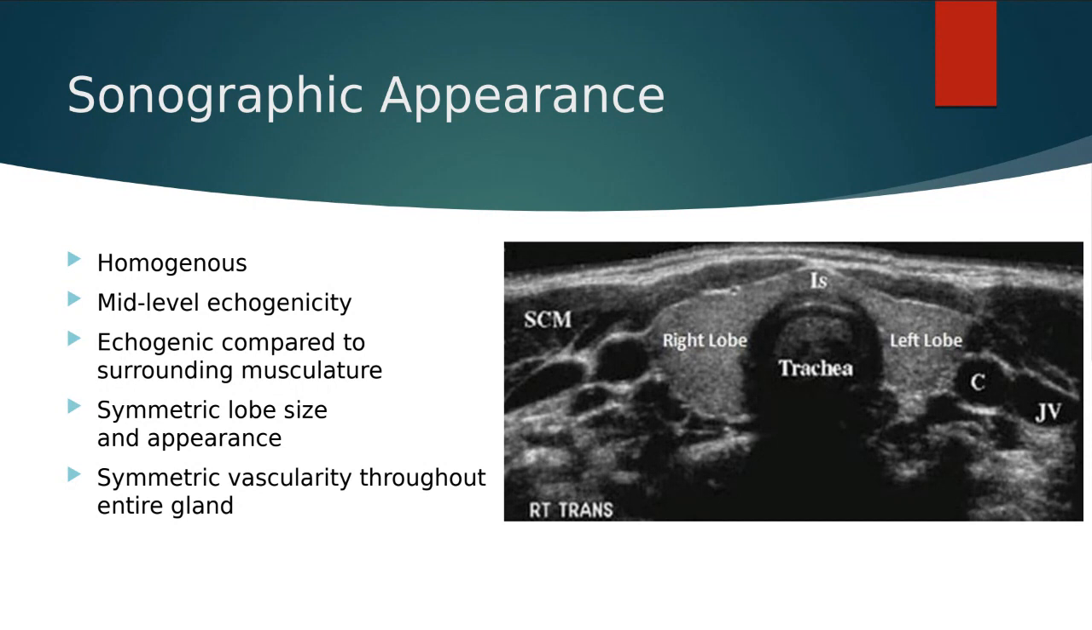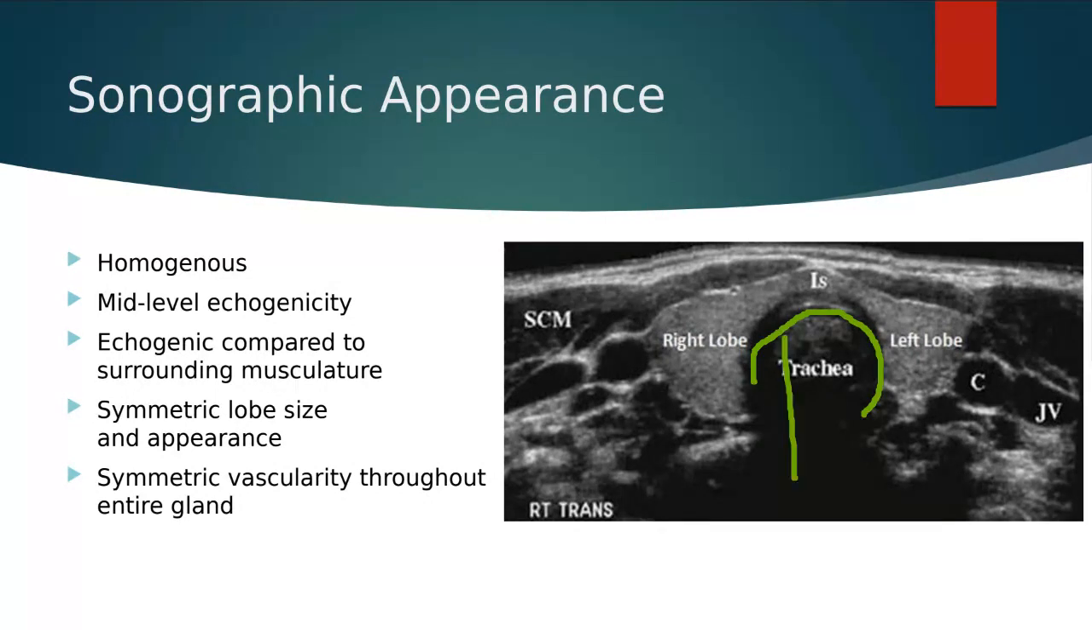So here we have a really great picture of a transverse midline thyroid. We see the transverse view of the right lobe and the left lobe connected by our bridge, our isthmus, right at the top, IS there. And then we see our trachea right in the middle, right posterior to that thyroid. Our trachea is going to be an air-filled structure, right? Because that's how we breathe.